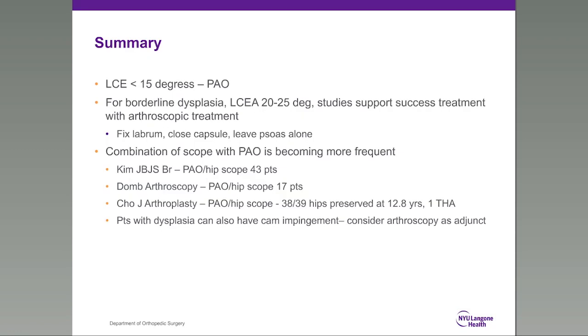So if it's really bad dysplasia, do a PAO. If it's mild or borderline, do an arthroscopic technique with the techniques that we described, and consider combining a PAO with an arthroscopy. If you have a cam lesion with a shallow socket, do both. Stage it, do it concomitantly. There's plenty of studies I've listed here that show that doing both can have very good results.